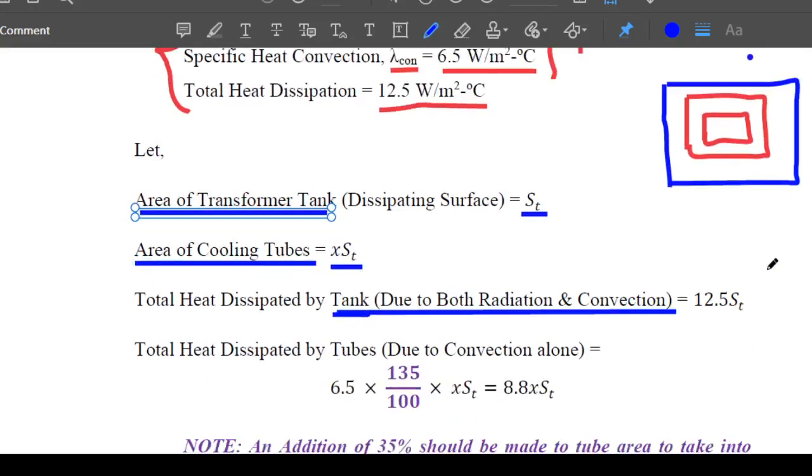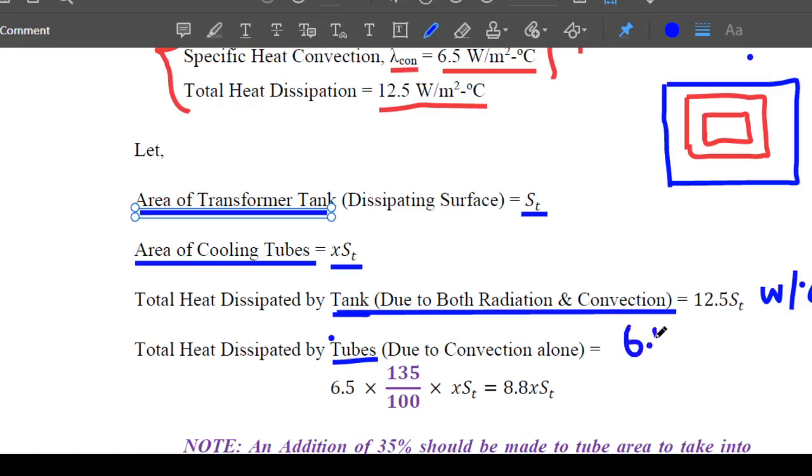So what will be the unit here? The unit will be watts per degree Celsius. This meter square will get cancelled here. Okay. Next, what is the total heat dissipated by tubes alone? Tubes means it is going to contribute only by means of convection. So what will be the value? It should be actually 6.5.